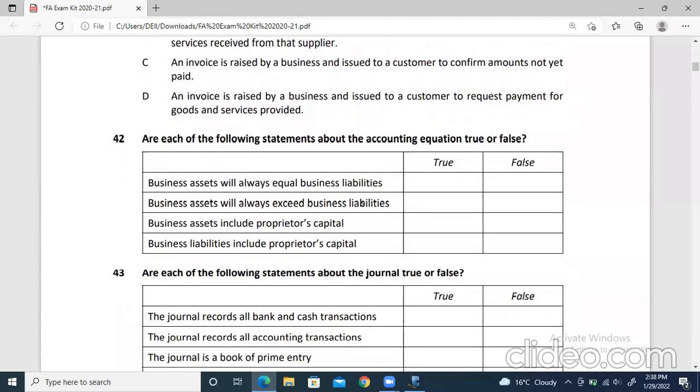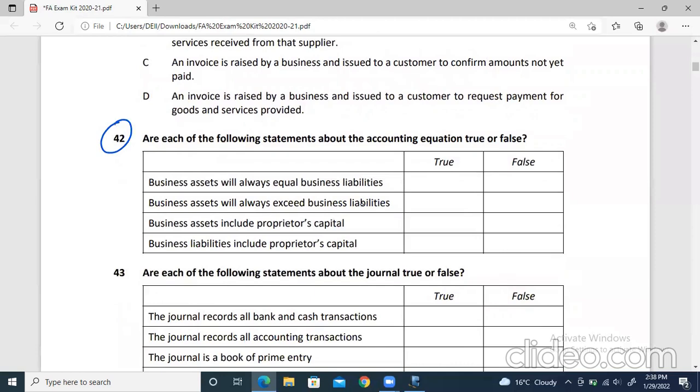Okay, let's do this question 42. Are each of the following statements about the accounting equation true or false? Now remember I told you the accounting equation in the first lecture. It was basically assets equal capital plus liabilities, right? So basically all kinds of assets in companies are financed by a mix of capital, which is shares as well, and liabilities, which are debt as well.